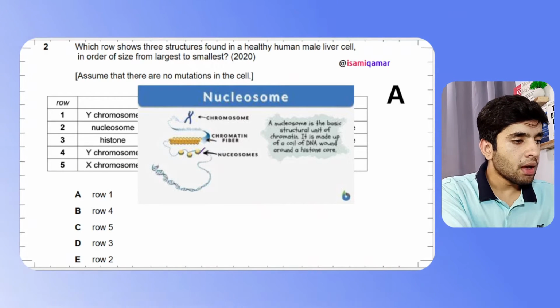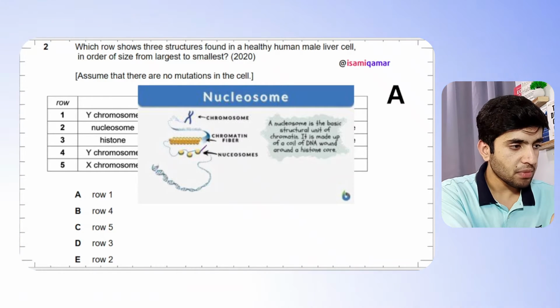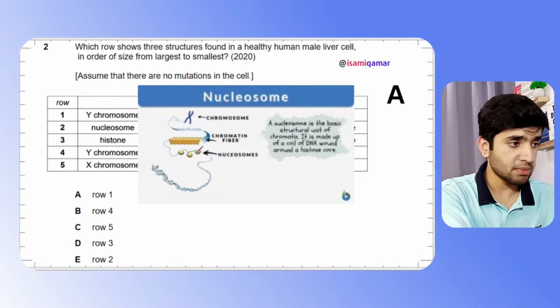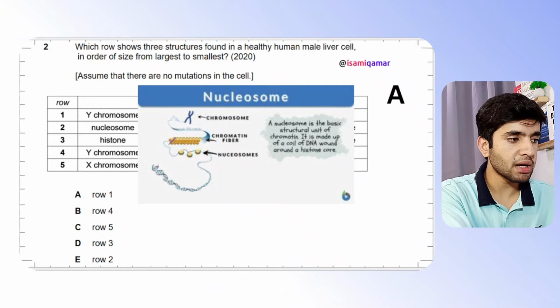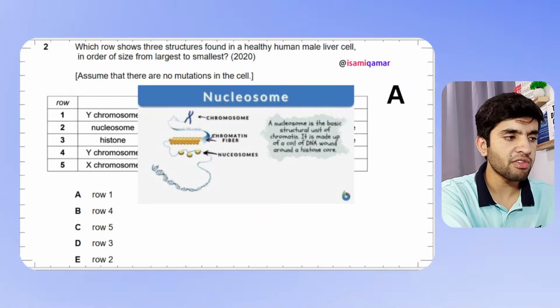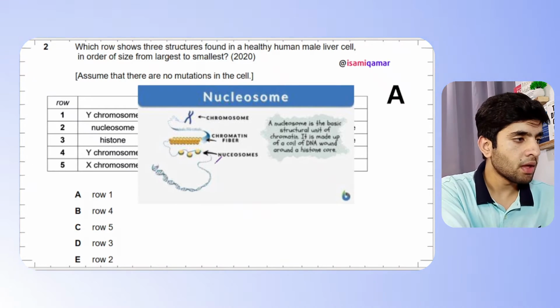Okay. Now a nucleosome, this DNA, has made it a nucleosome. Now this will get more turns and more turns, then form chromatin fiber, and then it will ultimately form a chromosome. So this was actually the order.